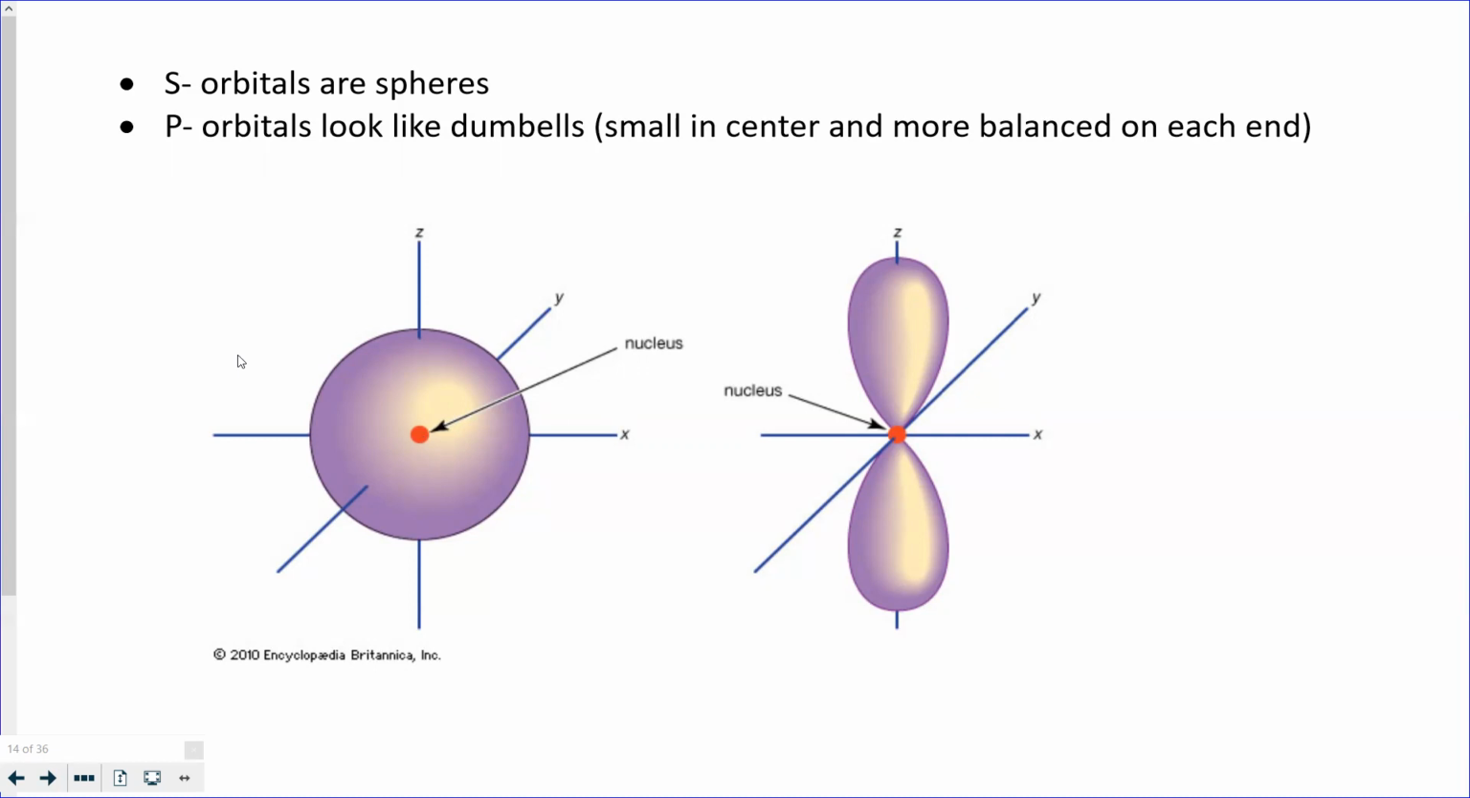Then we come into the p orbitals. The p orbitals look like dumbbells, or some might refer to it as peanuts, where it has that small part in the nucleus and it's 2 lobes, like a figure 8, that go out from the nucleus. So they're dumbbells that are small in the center and then balanced on each end. And these can point in different directions. They can be on any of the axes.